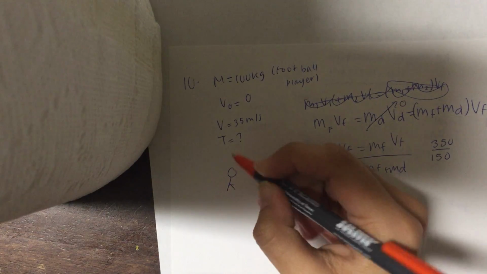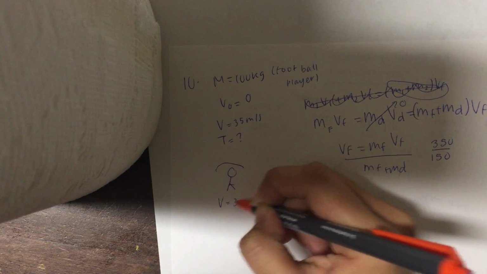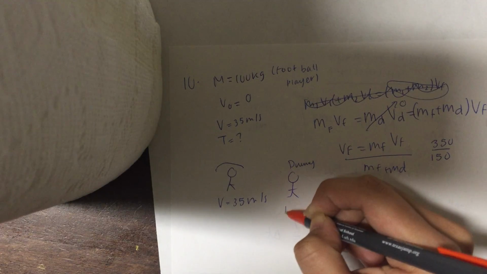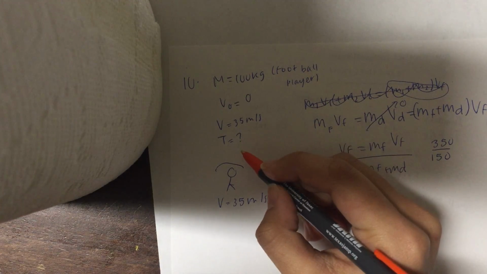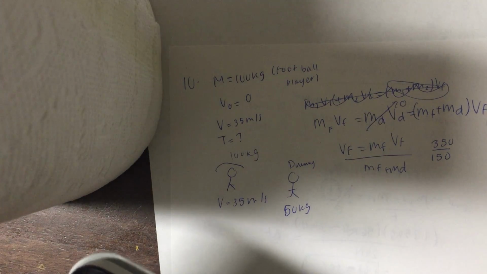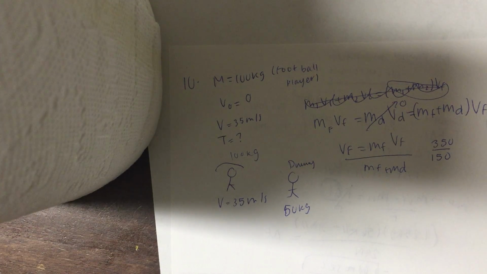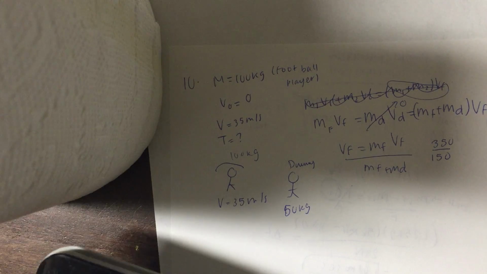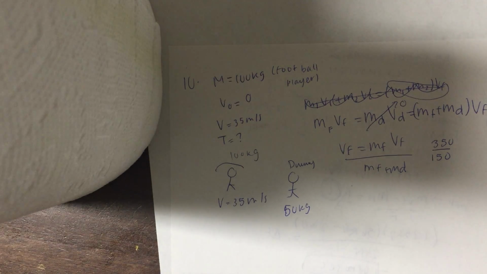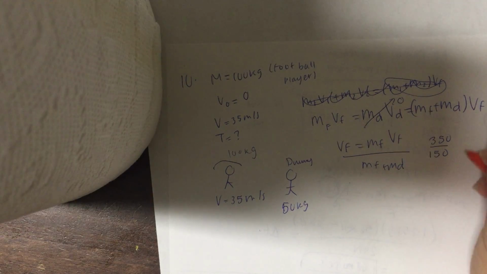Okay, so here's a picture. So this is the velocity, 35 meters per second. There's a dummy. This is 50 kilograms. 100 kilograms. Okay, so 350 divided by 150, it'll be 2.3, so 23.3 meters per second.